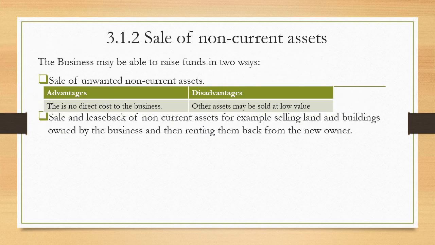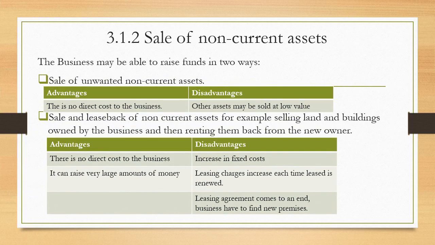The other method through which we can raise money through fixed assets is the sale and lease back of the non-current assets. For example, land and buildings owned by the business, and then the business can decide to lease back what has been sold from the new owner of the property. Let us quickly look at the advantages and disadvantages of that method. The advantage is that there is no direct cost to the business. Two, it can raise very large amounts of money. Those are the benefits of selling and leasing the property at the same time.